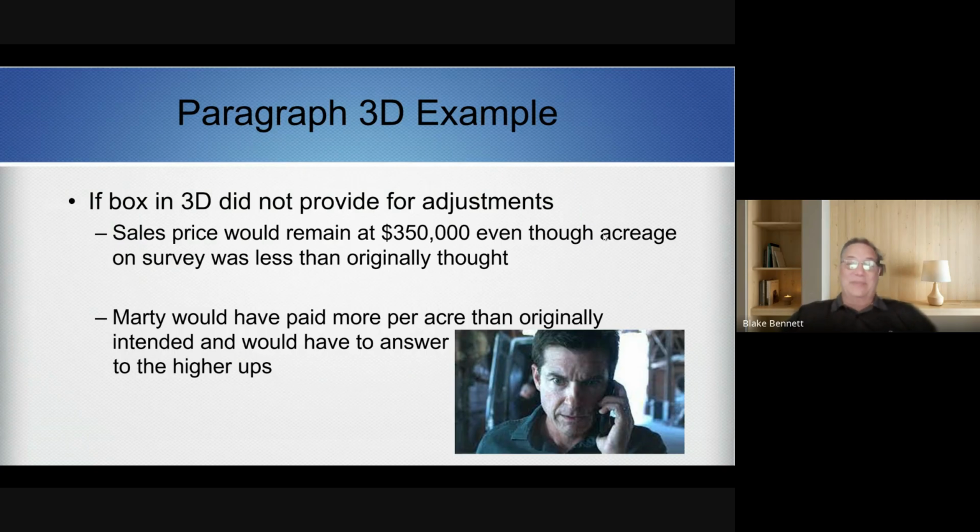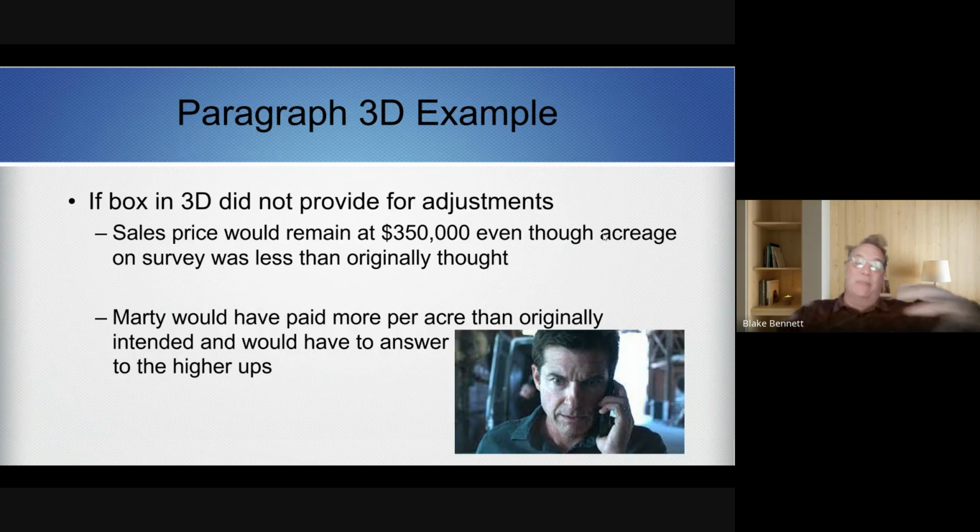Case in point, Brenham, Texas, lot downtown. The survey that they're using for this lot was taken in the 1890s. Buyer knows for a fact that the acreage is less than what's on the survey. So how do they use an unimproved lot contract? Because it doesn't have this paragraph 3D. They need to be able to manipulate that sales price based on the survey.